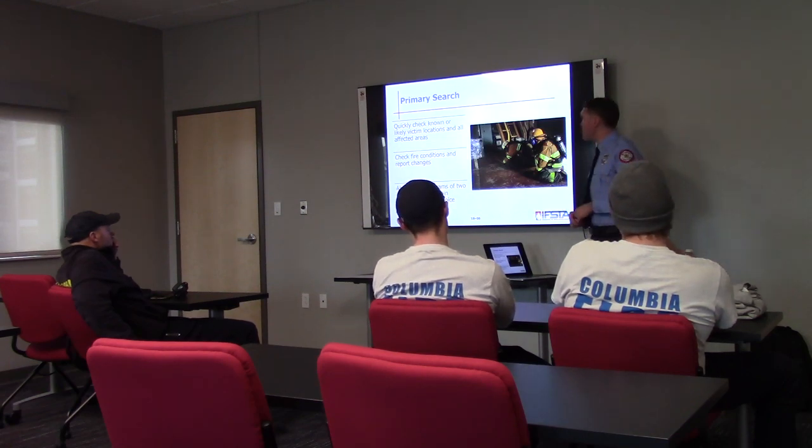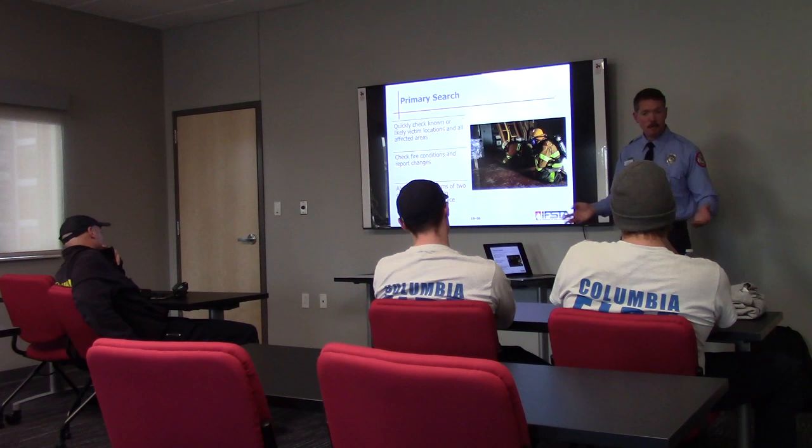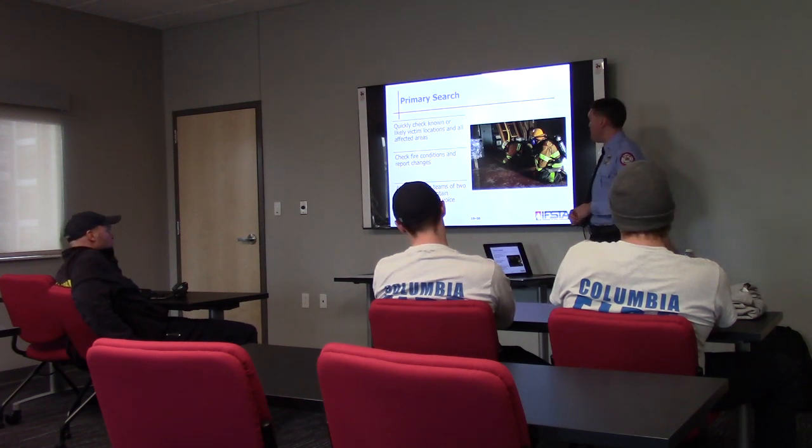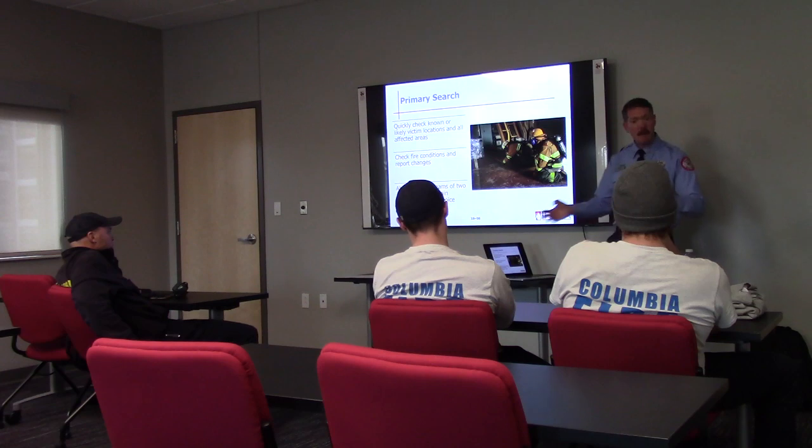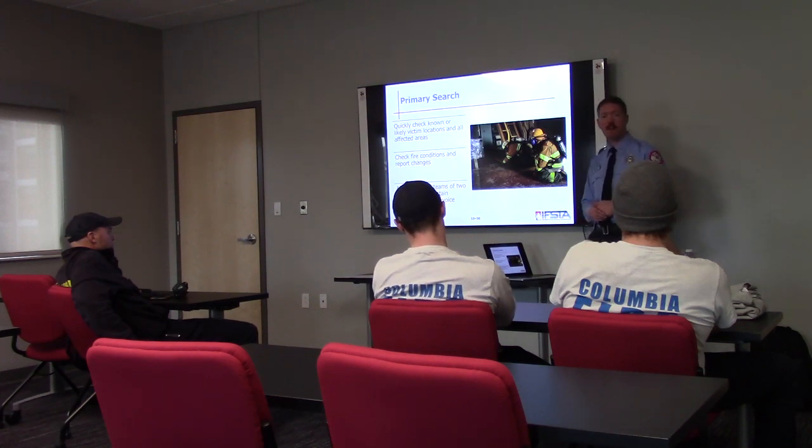So we talked about our primary search. We're looking for known or likely victim locations. We're going to check the whole room, at least as best we can, staying oriented and trying to stay anchored to something. But we are going to be expecting to find victims in certain places. We usually find people near or in front of doors or behind doors or in closets. Our children sometimes hide from fire, so we're going to be looking in places that a child could hide themselves in, under a bed, in a closet, things like that.